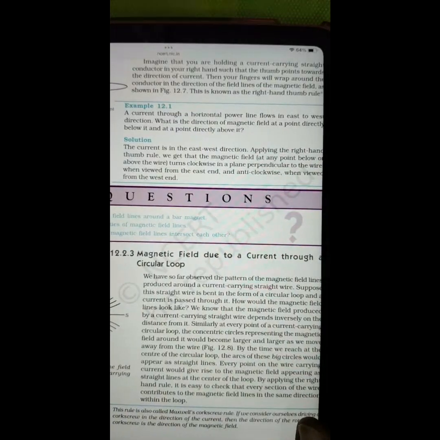In-text questions. 1. Draw magnetic field lines around a bar magnet. 2. List the properties of magnetic field lines. 3. Why don't two magnetic field lines intersect each other?